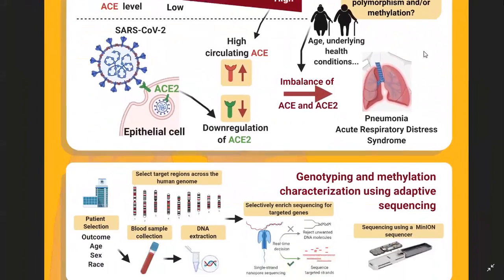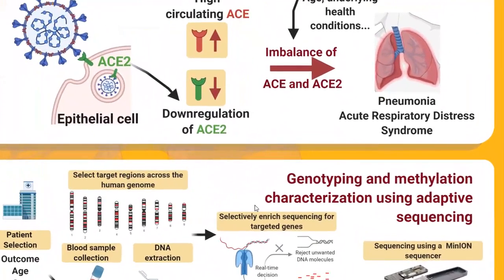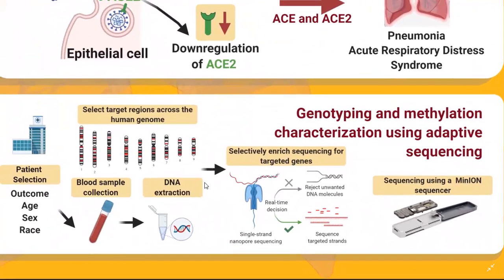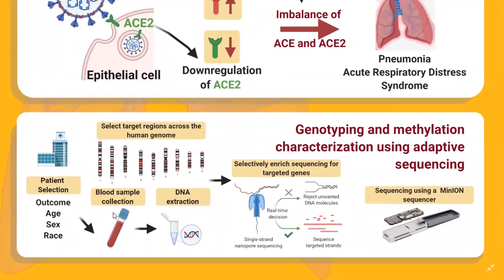To answer these questions, we extracted high-quality DNA samples from blood of COVID-19 patients and selected ACE as one of the targets for sequencing enrichment. We are going to use nanopore adaptive sequencing, which is a cutting-edge single-molecule sequencing technology that can simultaneously characterize both DNA sequence and its methylation.